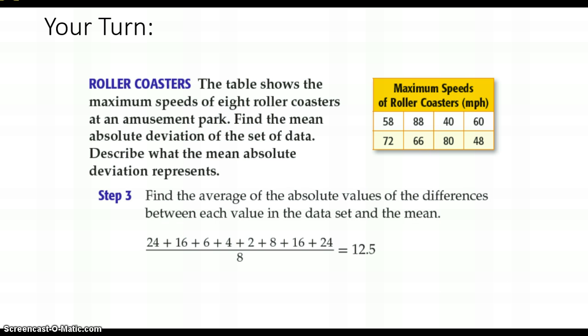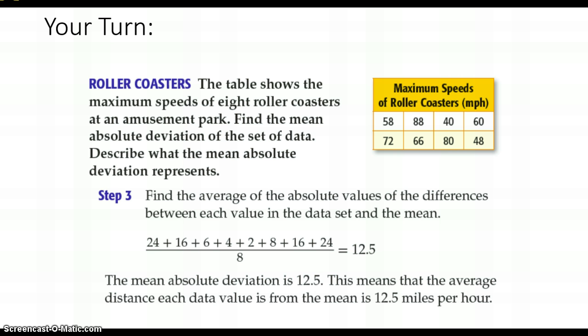Finally, you average the absolute values of the differences between each value in the data set and the mean to get 12 and 5/10, or 12 and a half. And that represents that all the data falls within about 12 and a half miles per hour. So the mean absolute deviation is 12 and a half. This means the average distance each data value is from the mean is 12 and a half miles per hour.